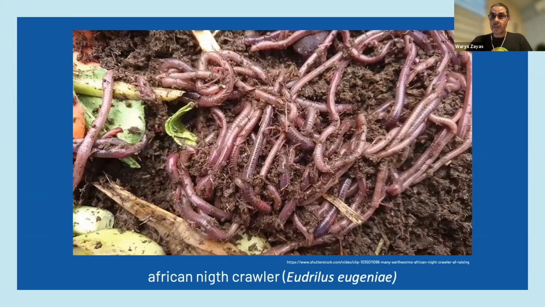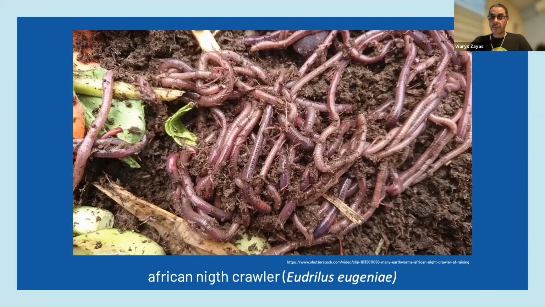Another one that is really effective too, but less used, is the nightcrawler or African nightcrawler, Eudrilus eugeniae. This one works very well too, but it's less popular among vermicompost producers. But in my experience, the last time I had vermicompost production, I was using this one, and it's really effective too. One of the main differences is the size. The nightcrawler tends to be longer and bigger than the red wiggler.